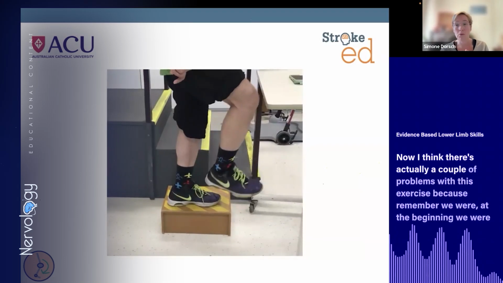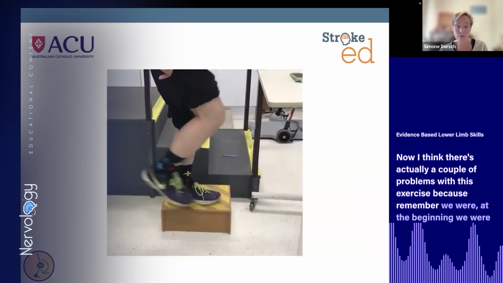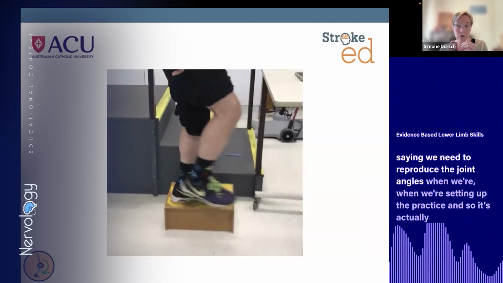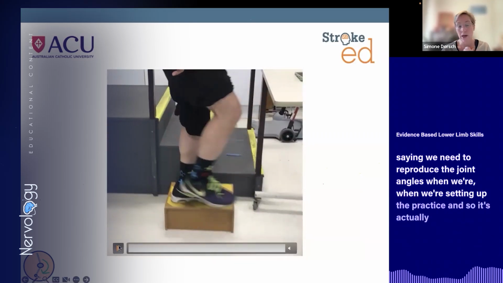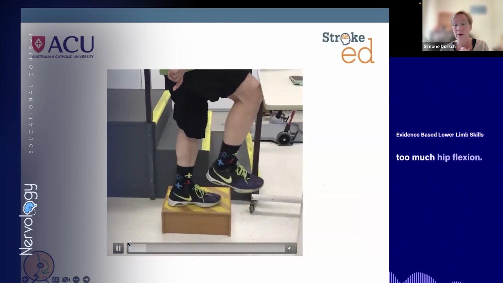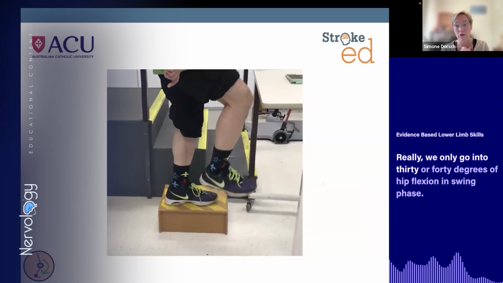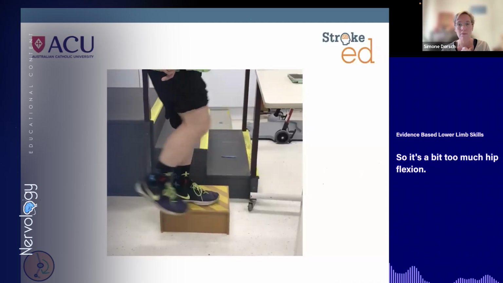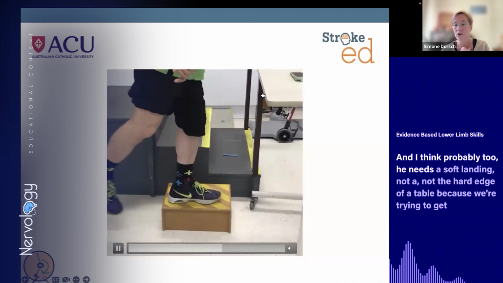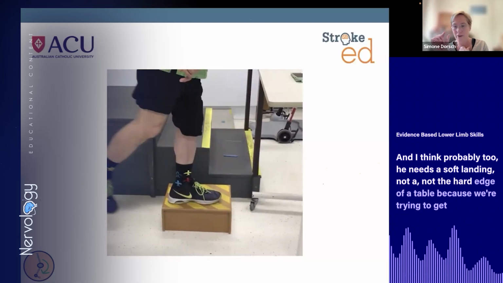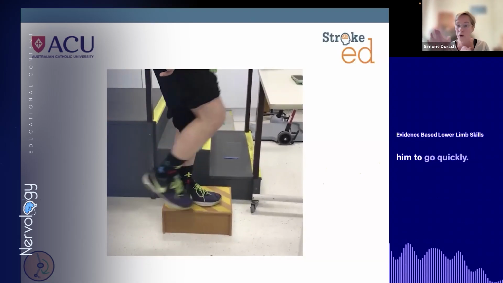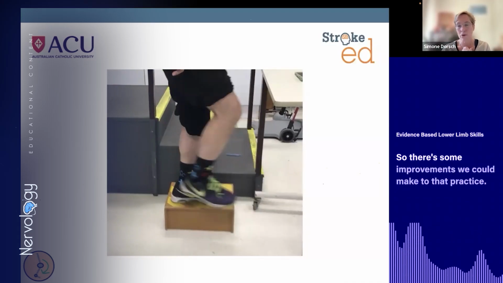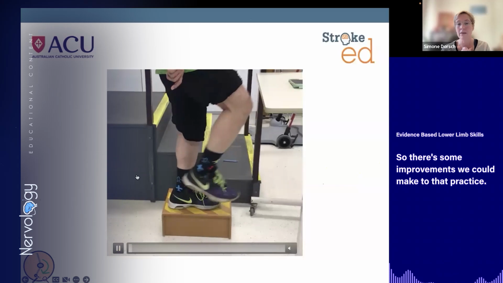Now, I think there's actually a couple of problems with this exercise, because remember, at the beginning we were saying we need to reproduce the joint angles when we're setting up the practice. And so it's actually too much hip flexion. Really, we only go into 30 or 40 degrees of hip flexion in swing phase. And I think probably too, he needs a soft landing, not the hard edge of a table, because we're trying to get him to go quickly. So he would be better with a softer cue. So there's some improvements we could make to that practice.